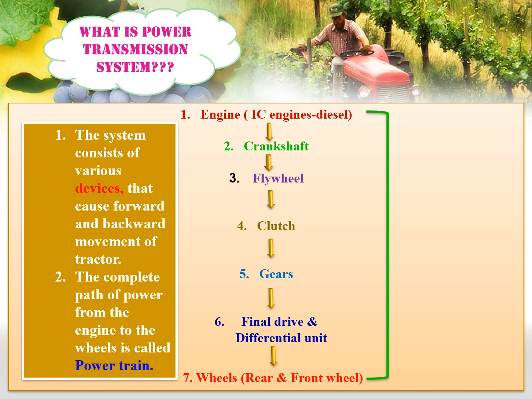As power is generated from IC engine and transmitted to the rear wheels of the tractor, the power transmission system is required. The easiest way of understanding power transmission system is the combination of various components to transmit power. The flow of power from the first component, IC engine, to the last component, rear wheel and front wheel, is known as powertrain.